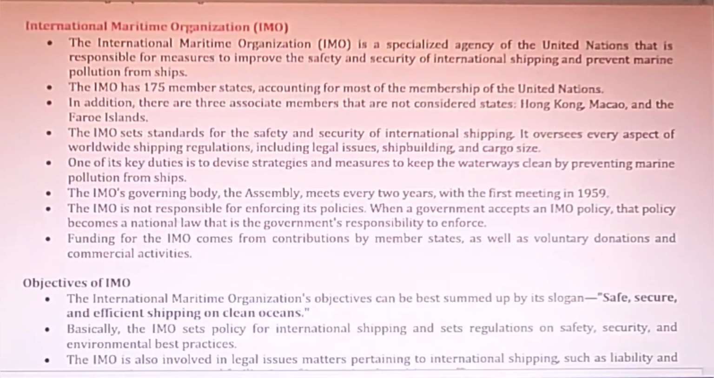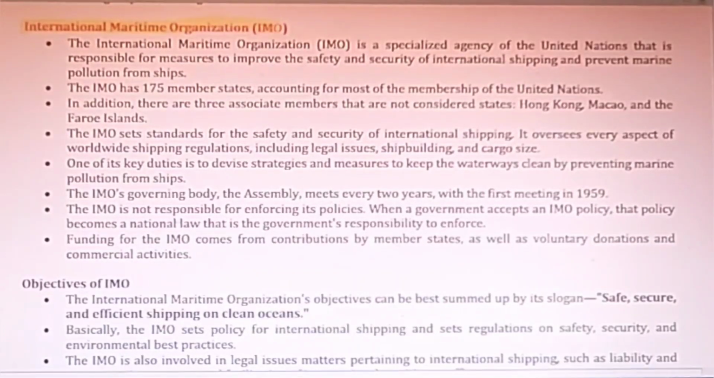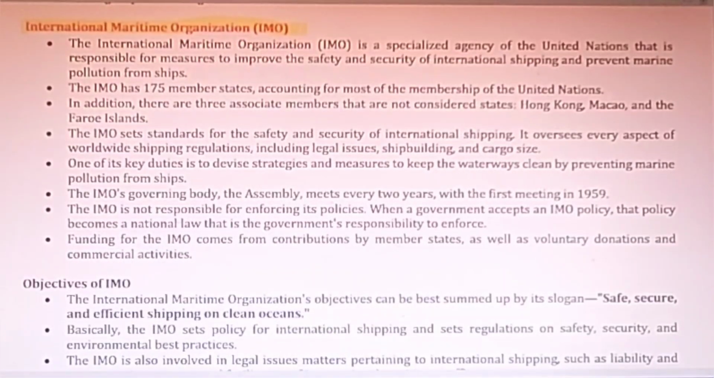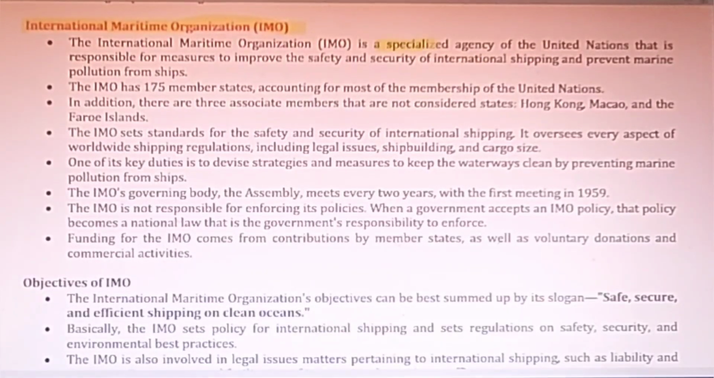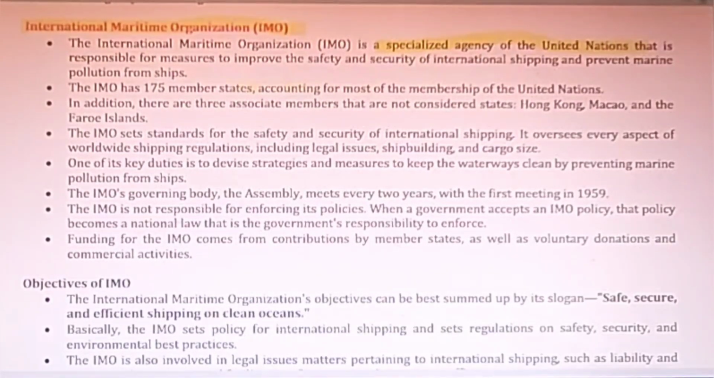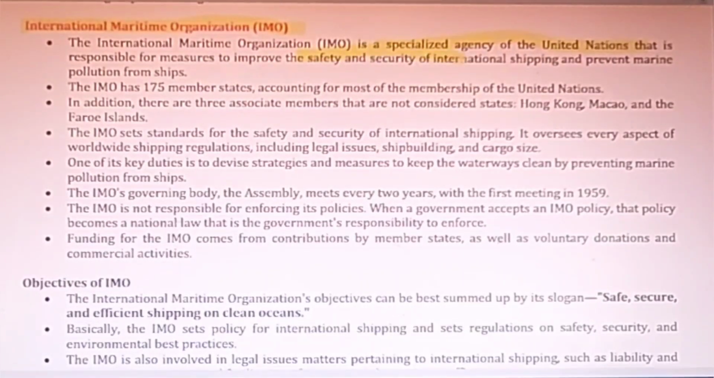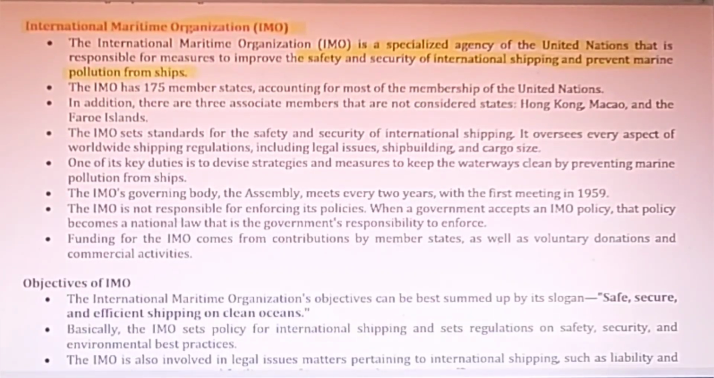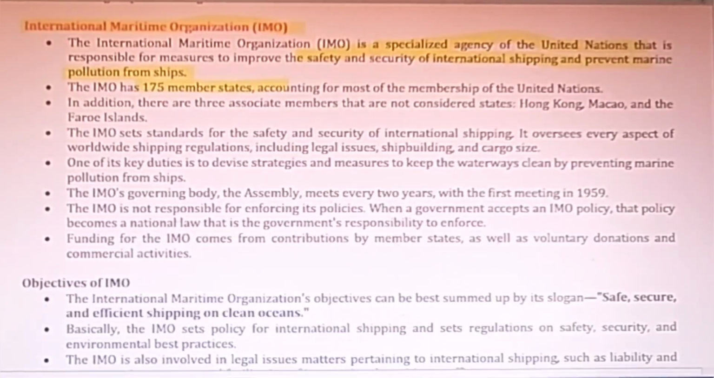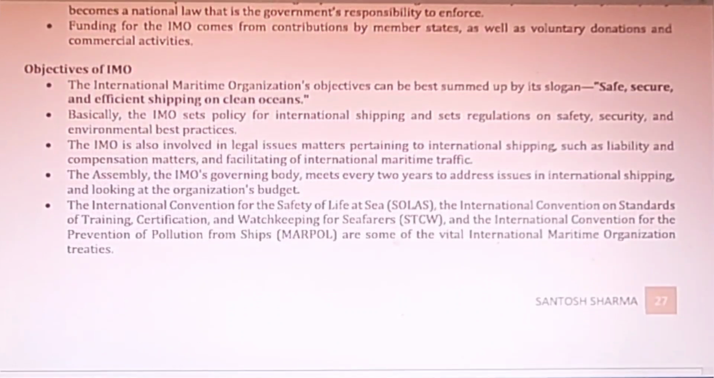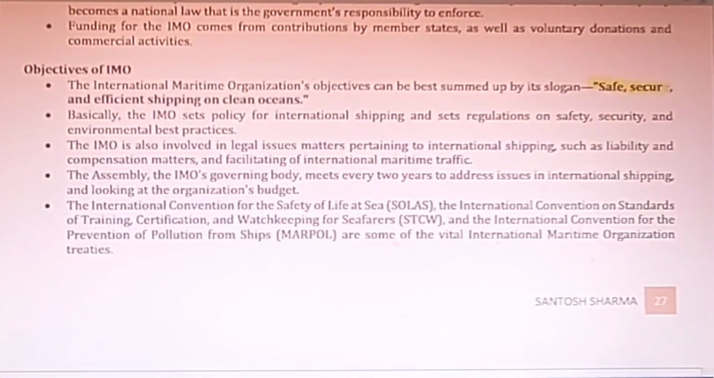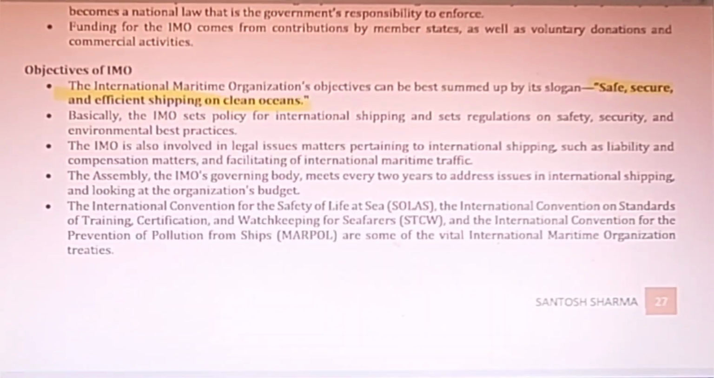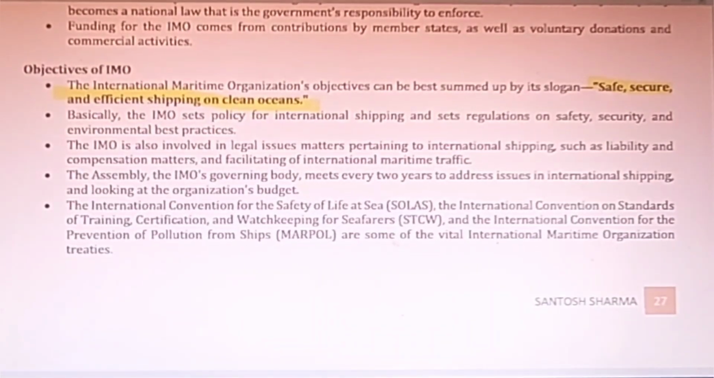One more organization, that is International Maritime Organization, IMO. This is also a very, very important institution, which is a specialized agency of the UN, and basically it looks after the safety and security of international shipping and prevents maritime pollution from ships. And there are nearly about 175 countries which are members of this. IMO stands for Standards, Security and Protection. Now these are the main objectives: safe, secure and efficient shipping. So this is the main motto of IMO.